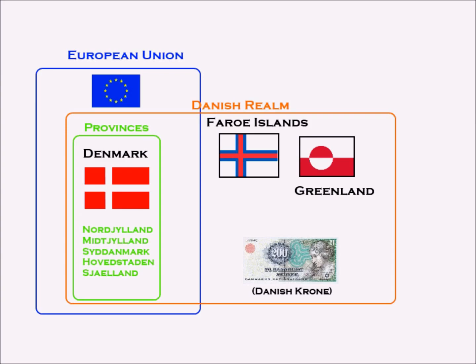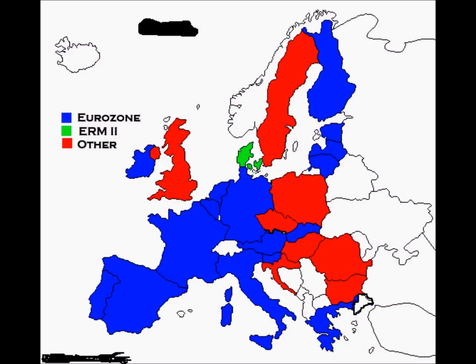All 3 countries use the Danish krone, which is currently pegged to the euro as part of ERM2, the successor to the European exchange rate mechanism of the European Community, and the predecessor to the euro. Denmark is currently the only member state in ERM2.